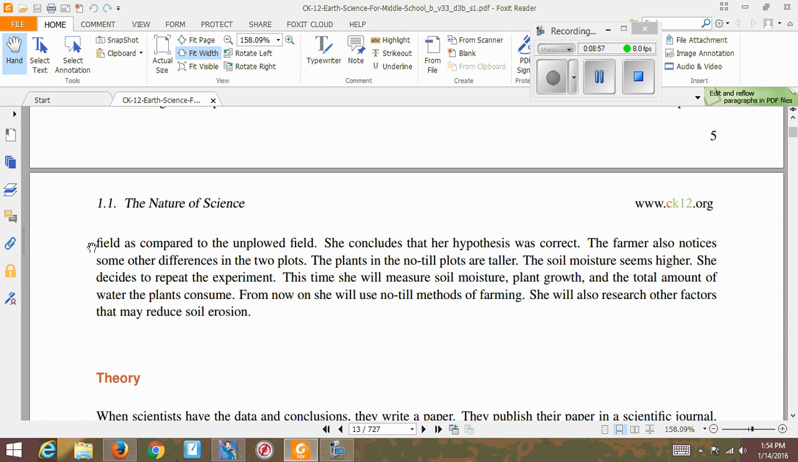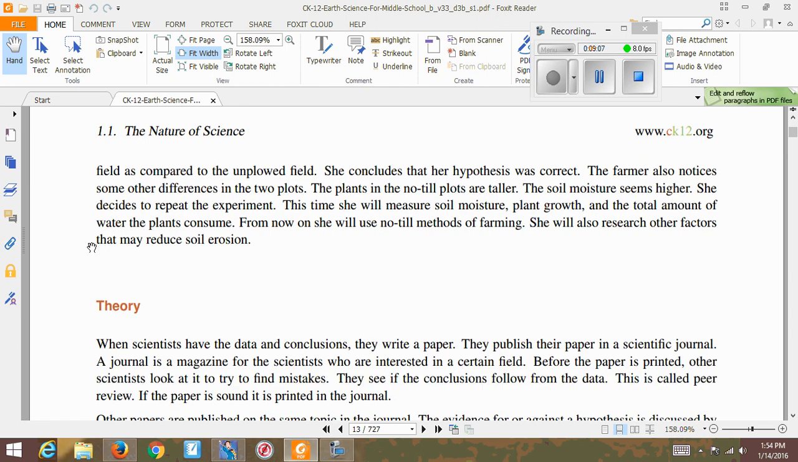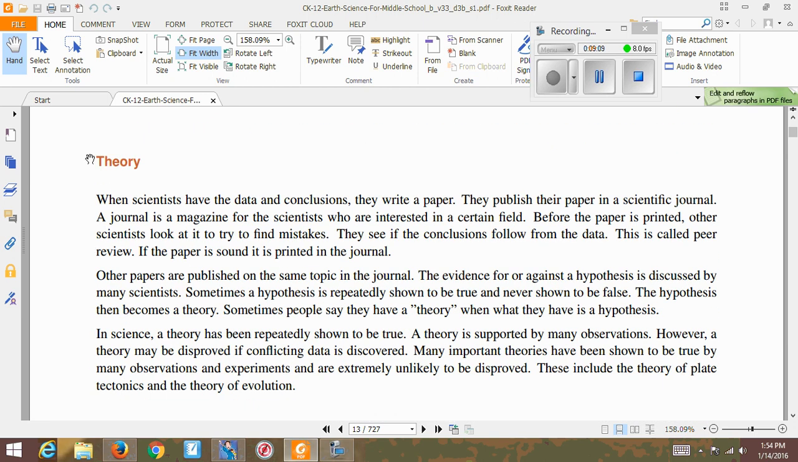Theory. When scientists have the data and conclusions, they write a paper. They publish their paper in a scientific journal. A journal is a magazine for the scientists who are interested in a certain field. Before the paper is printed, other scientists look at it to try to find mistakes. They see if the conclusions follow the data. This is called peer review. If the paper is sound, it is printed in the journal.